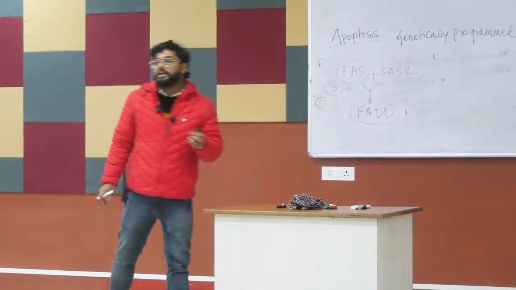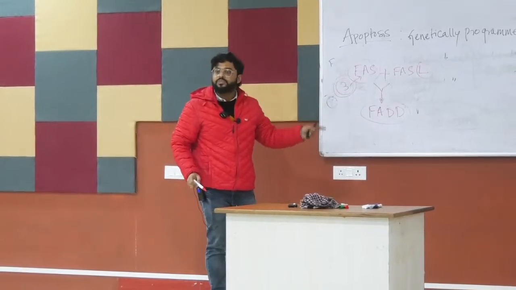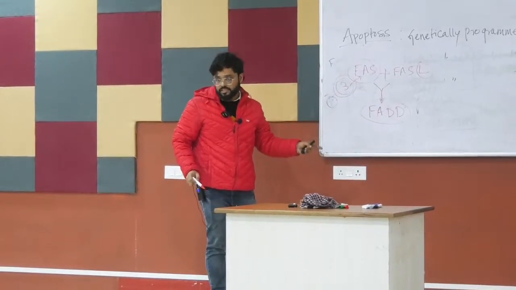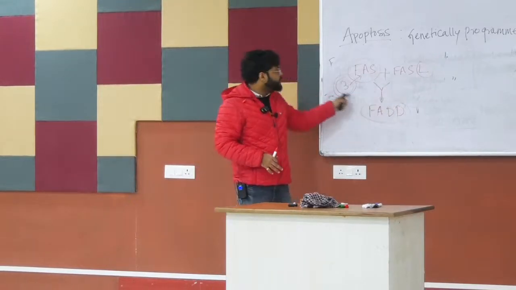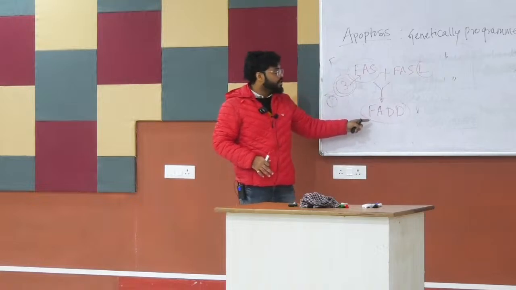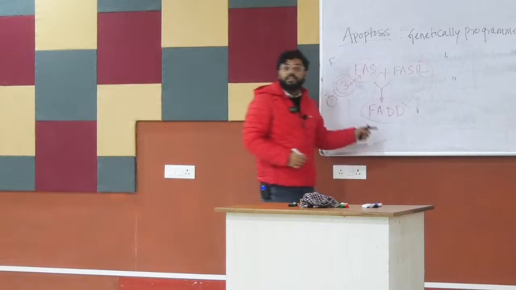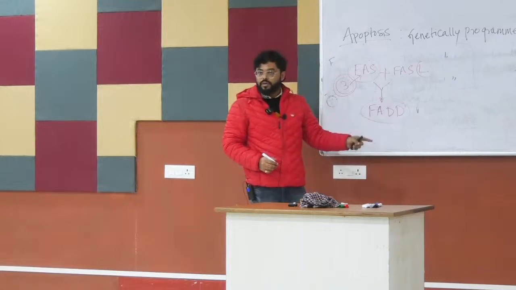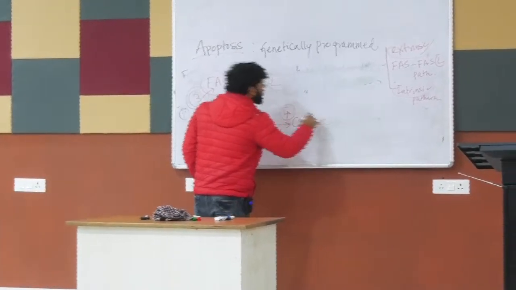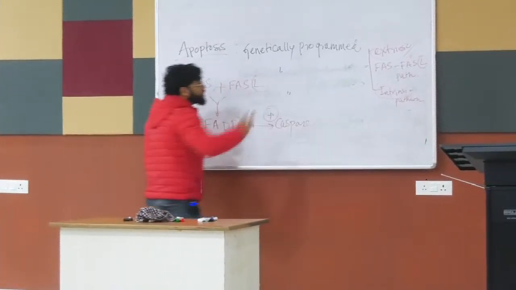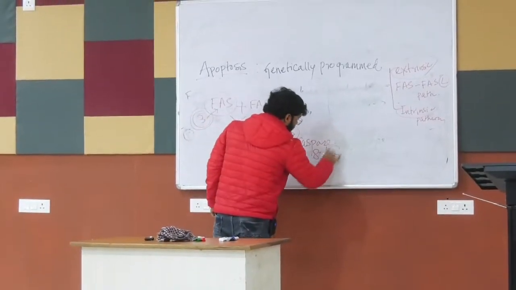So 3 monomers of Fas polymerize with each other by cross-linking, and they bind with the Fas ligand. This Fas ligand binds with the death domain, known as Fas associated death domain, which is present in the mitochondria and ultimately activates caspase. In case of the extrinsic pathway, either caspase 8 or caspase 10 is activated.